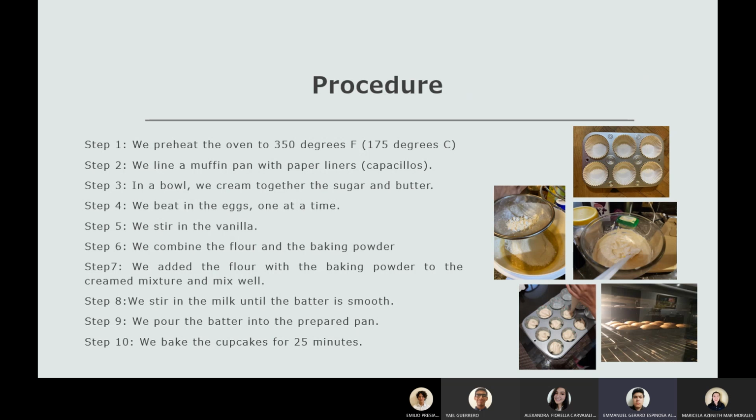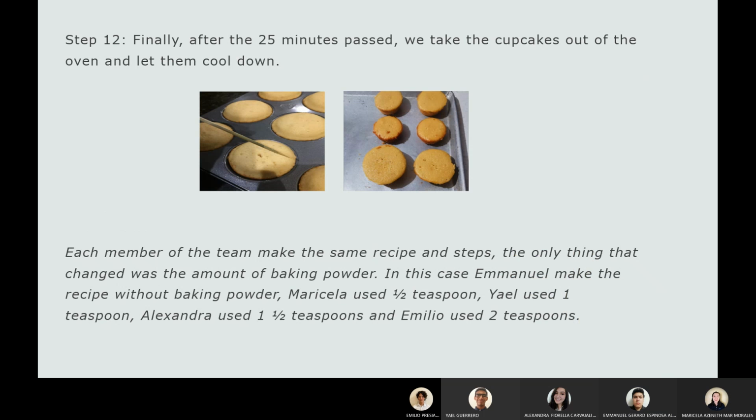Step 8, we stir in the milk until the batter is smooth. Step 9, we pour the batter into the prepared pan. Step 10, we bake the cupcakes for 25 minutes. Step 12, finally, after the 25 minutes passed, we take the cupcakes out of the oven and let them cool down. Each member of the team made the same recipe and the steps.